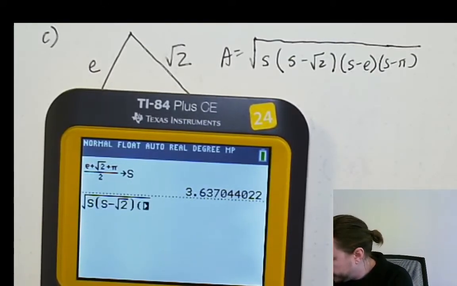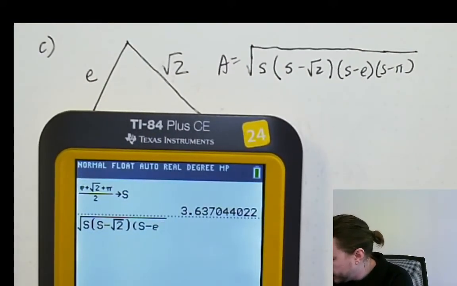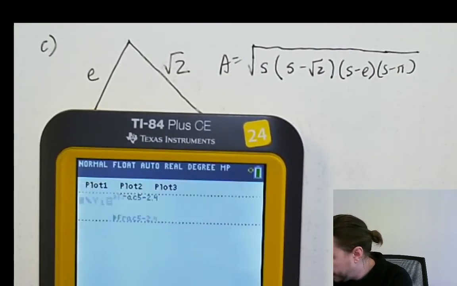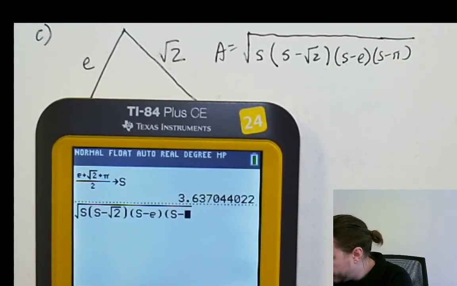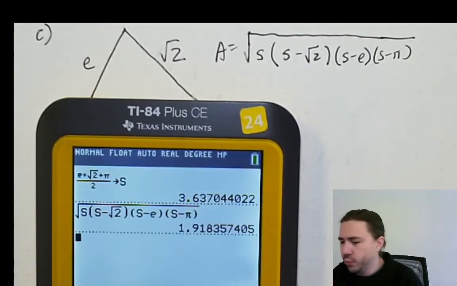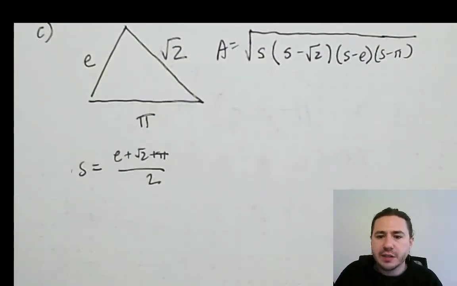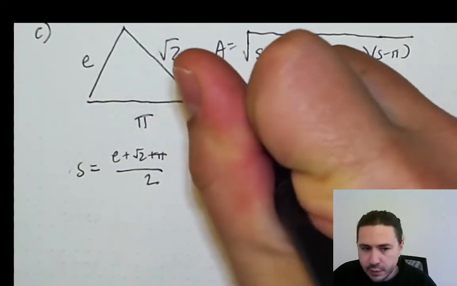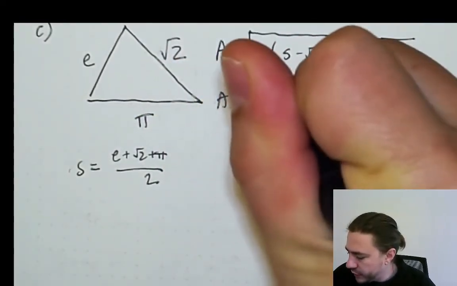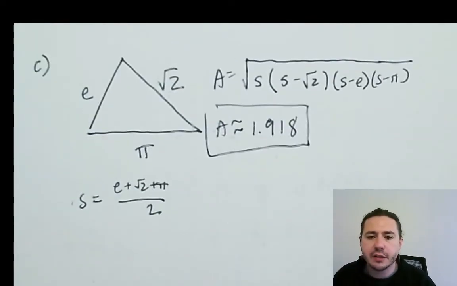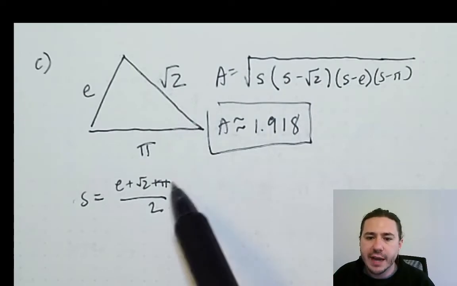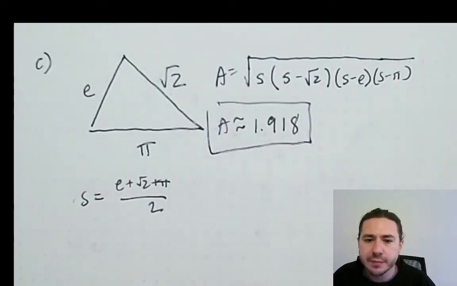times S minus, what should we do next? How about Euler's number? Times S minus pi. Oops. Oh boy. Let's get back in there. There we go. And then we'll get our answer there. So we do get approximately 1.918 square units. So there's the area and a little calculator trick to help you so you don't have to type in this whole fraction 4 different times.